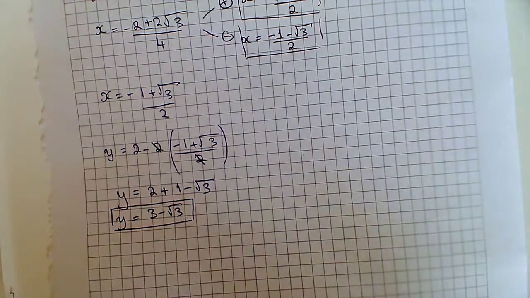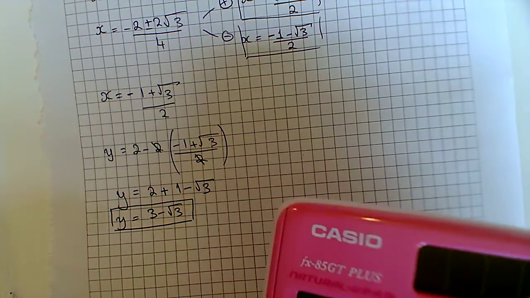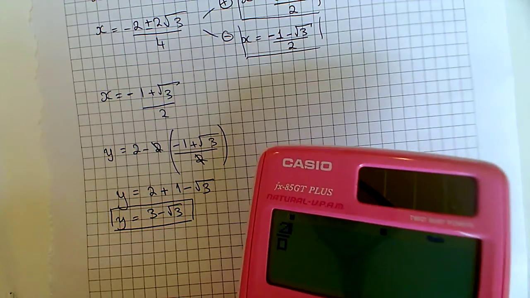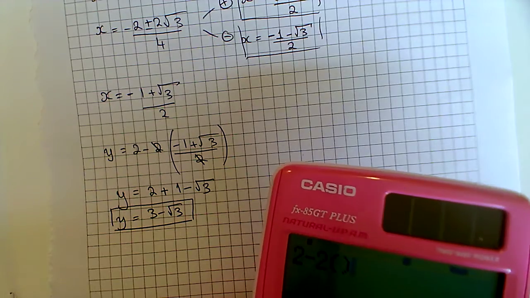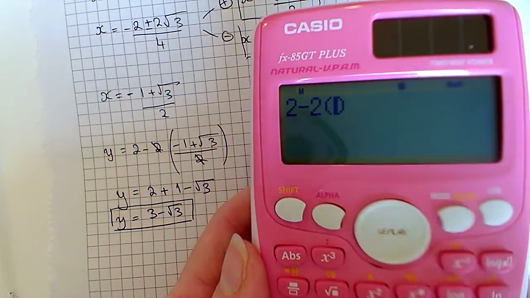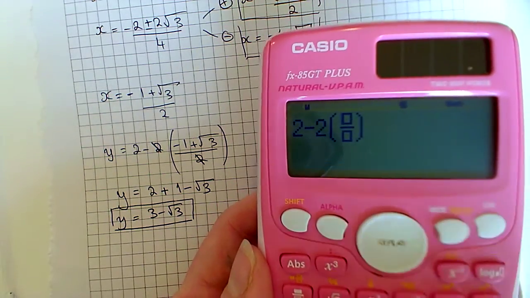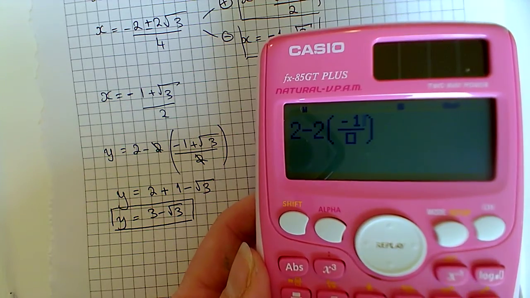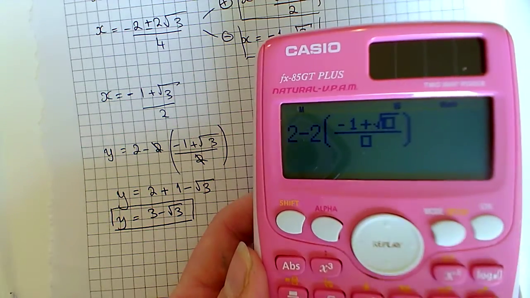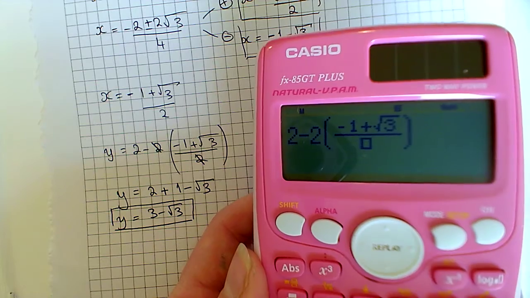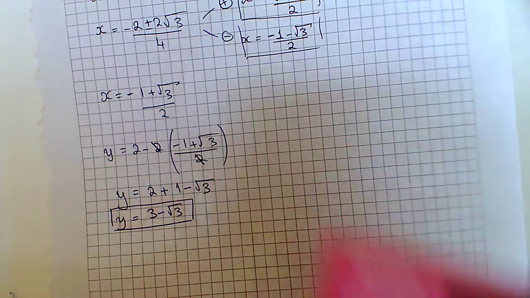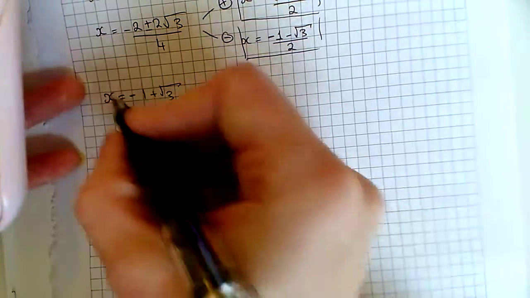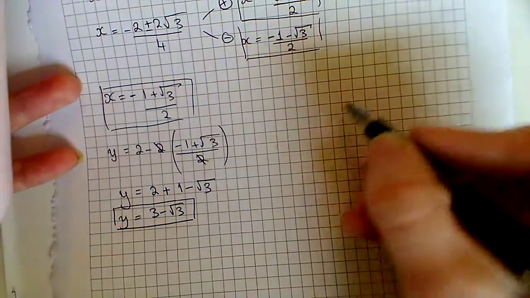Is that something you have to be able to do without a calculator? No, because we have a calculator. So 2 minus 2 brackets, 2 minus 2, type in my brackets, my fraction, negative 1 plus the square root of 3 over 2, like that. And that is 3 minus root 3, which I got. So those are my x and y values there.